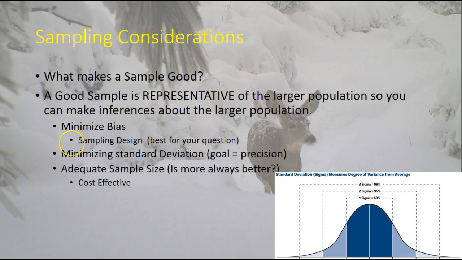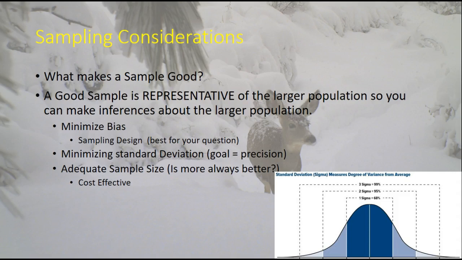Well, a good sample is going to be representative of that larger population so that you can make an inference about the larger population. In order to make an inference, you have to minimize bias. You can't insert your own ideas into the sample. You can't choose to sample one area over another because of ease or convenience. Those would be ways of influencing the outcomes in a way that might make your sample not represent the whole.